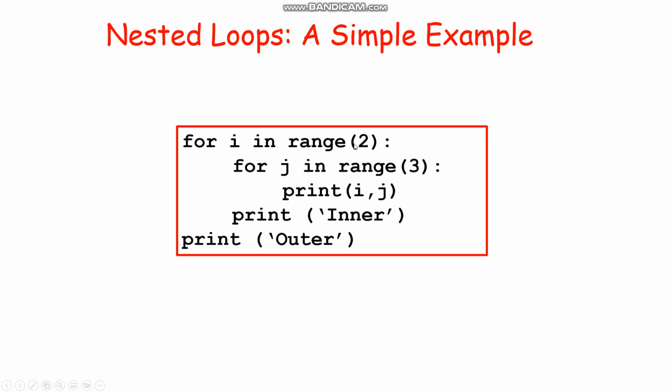And take this as a rule. The number of times that you execute the body of the inner loop will be the number of iterations of the first loop times the number of iterations of the nested loop. So 2 times 3 is 6, and that's how many times we're printing.